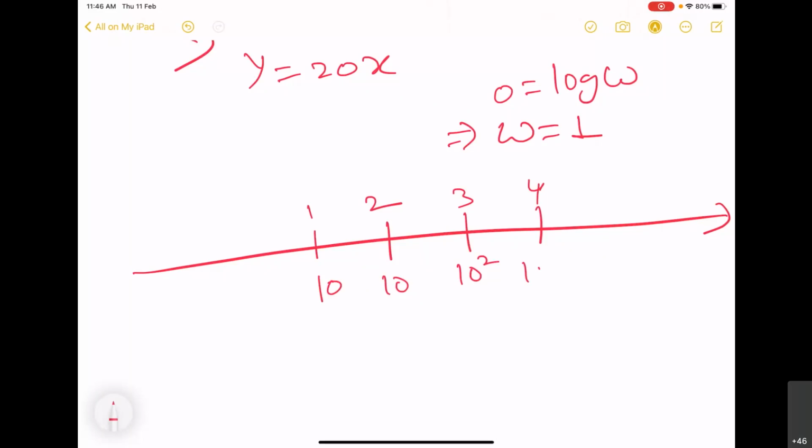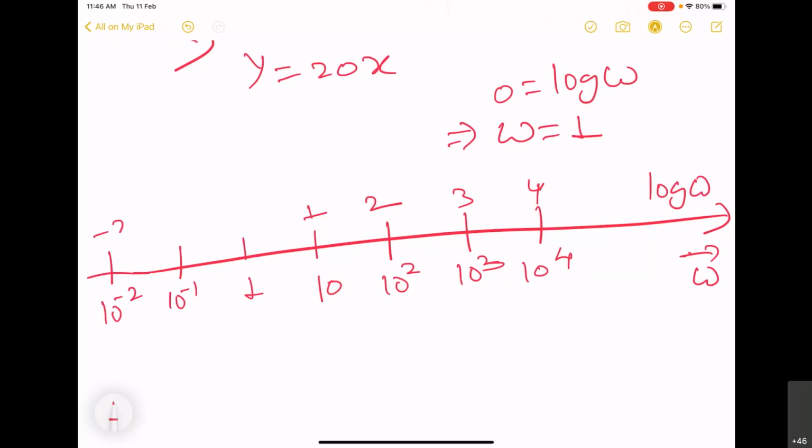So this is 10. If these are the actual frequencies, then these will be log omega. On the upper side, I have shown all the log omega, and on the lower side, I have shown the actual frequencies. So here will be 1, here will be 0.1, this will be 10 raised to minus 2. So this is minus 2, minus 1, and this is 0.